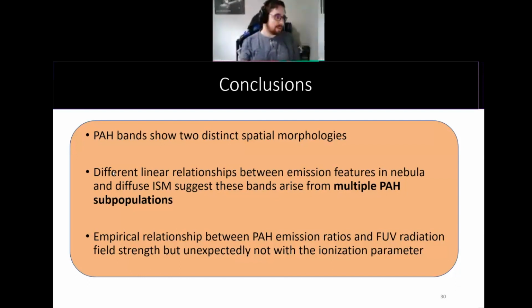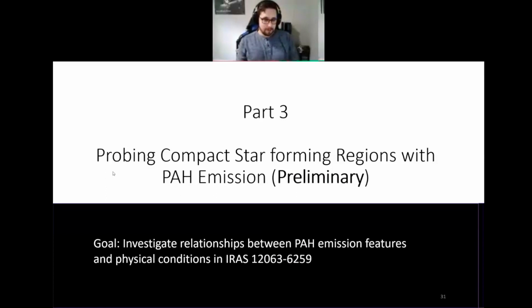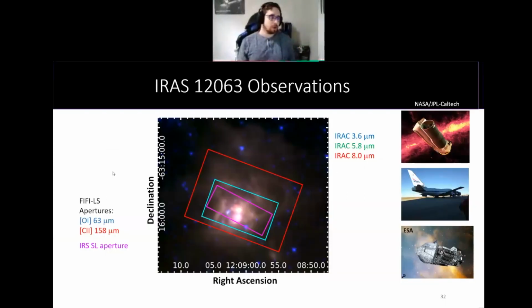Okay, thank you. So in the next part, I would like to present some preliminary results, much in the same vein as the previous section, where we compare PAH emission and PDR conditions within an ultra-compact star-forming region, IRAS 12063. So again, we have a set of observations in the mid-infrared and the far-infrared, which are all spatially resolved.